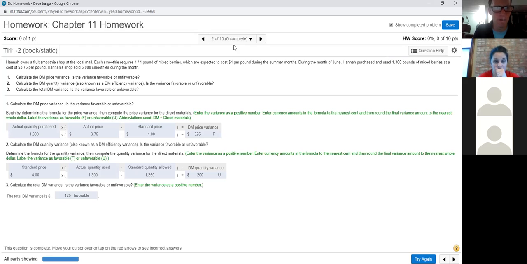Let me go back over it. When I was reading this, I thought I had shared it, but I wasn't. I didn't realize you couldn't see it. Again, just let me know if you can't see the screen, and I'll go back and redo it. But you can all see where it says Hannah owns a fruit smoothie shop, right? You can see that now on the screen.